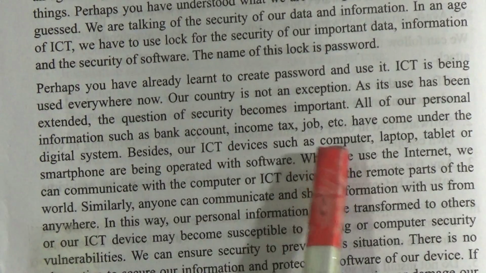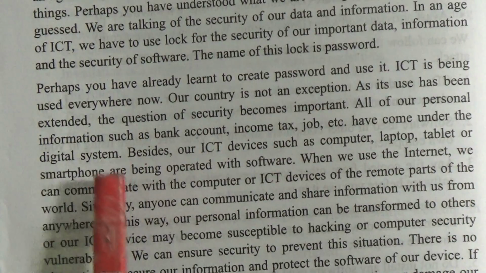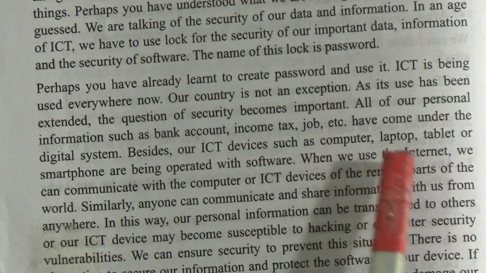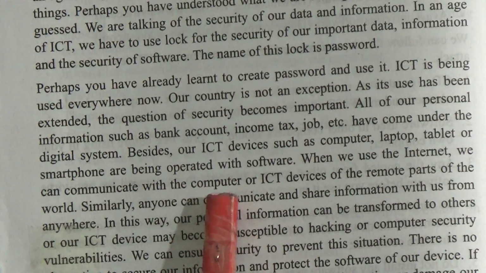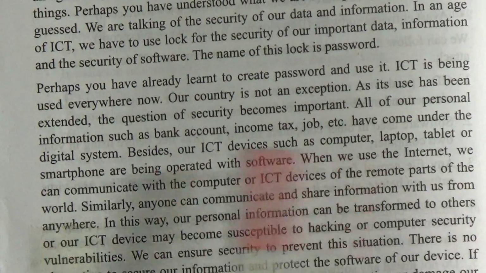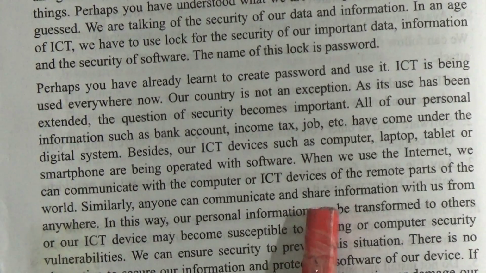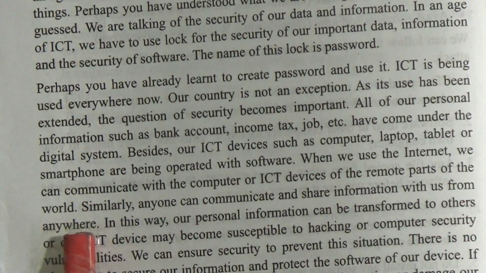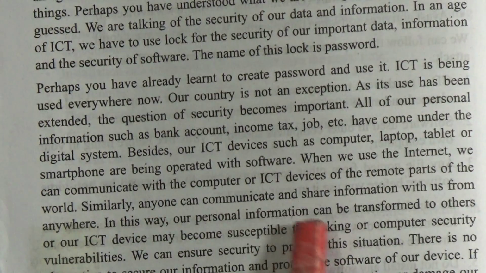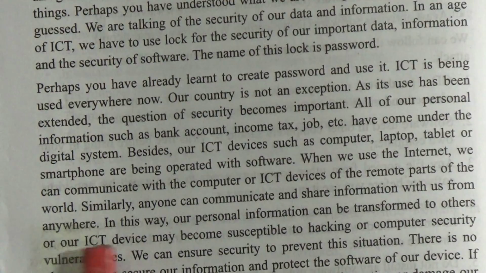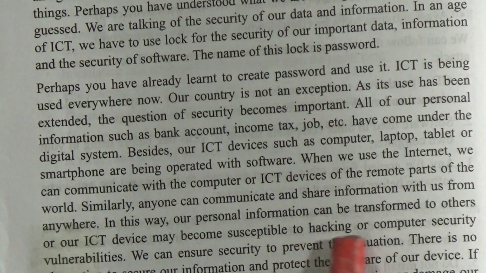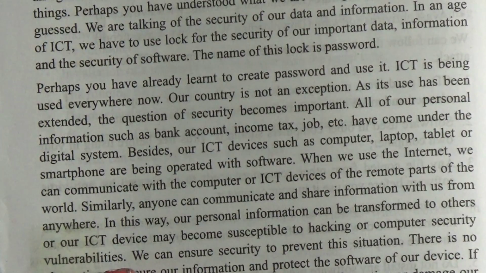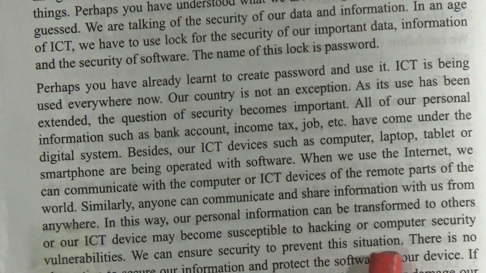Besides, our ICT devices such as computer, laptop, tablet, or smartphone are being operated with software. When we use the internet, we can communicate with the computer or ICT devices of the remote parts of the world. Similarly, anyone can communicate and share information with us from anywhere. So this is the easiest process. Anyone can stay abroad, miles away from us, but can share anything with us within a few minutes. In this way, our personal information can be transferred to others, or our ICT device may become susceptible to hacking or computer security vulnerabilities. We can ensure security to prevent this situation.